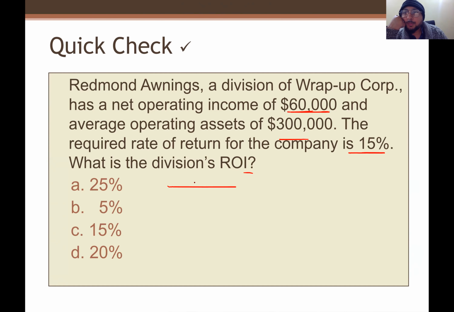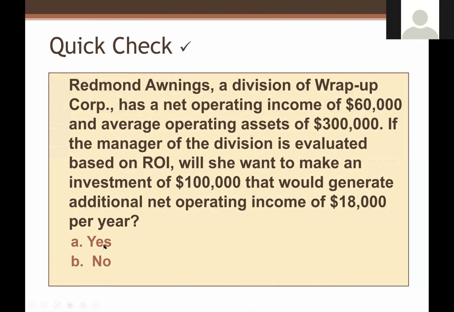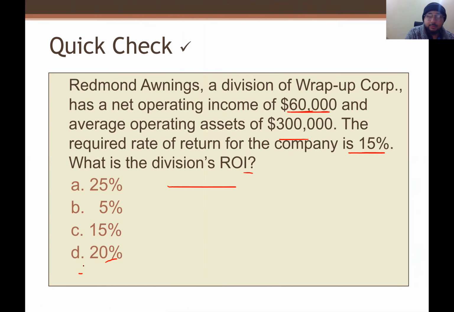David, what is the formula for ROI? It was just in the previous slide. Net operating income divided by average operating assets. Use the calculator. Is it 20%? Exactly, 20%.